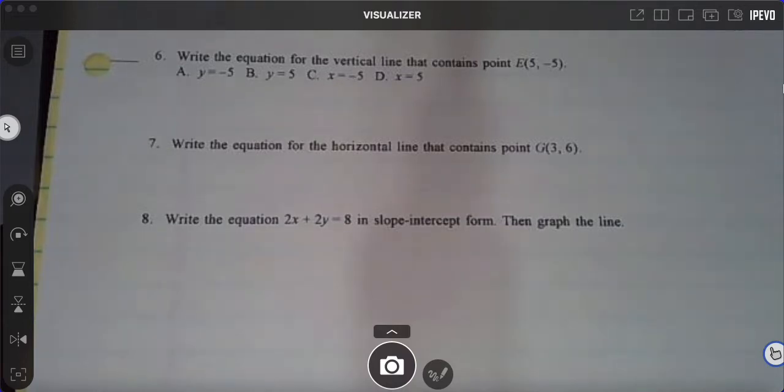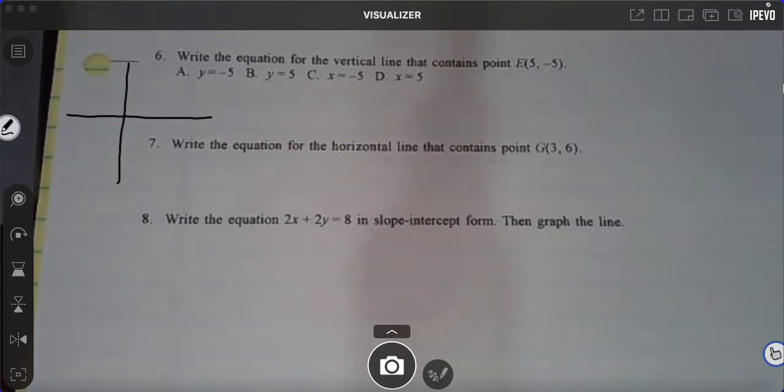So on number 6, they want an equation of a vertical line, and they give us a point. Now, here's the thing. What kind of slope does a vertical line have? It's straight up and down. It's a line that is straight up and down. So it is an undefined slope. But we're still going to be able to write an equation for this. We have a line that's straight up and down, and it goes through the point 5, -5.